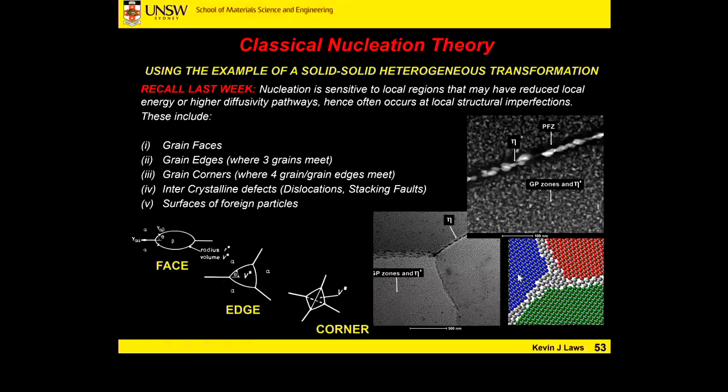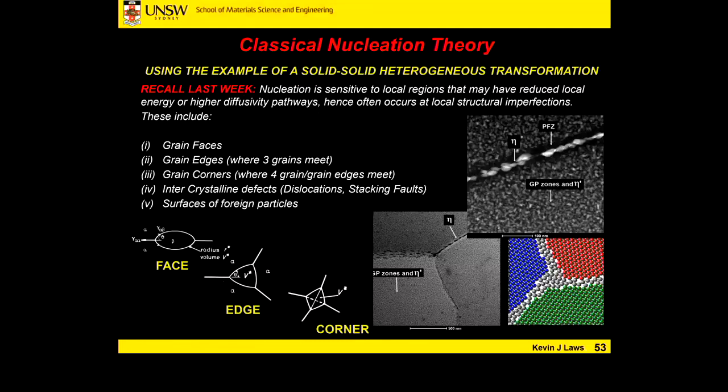So their lattices don't match up anymore in this region. And the atoms that are actually in this region are just doing the best they can to bond to each other and those grains. So the grain boundaries are a source of weakness and they're a high energy structure. So nucleation is sensitive to local regions that may have reduced local energy or higher diffusivity pathways.